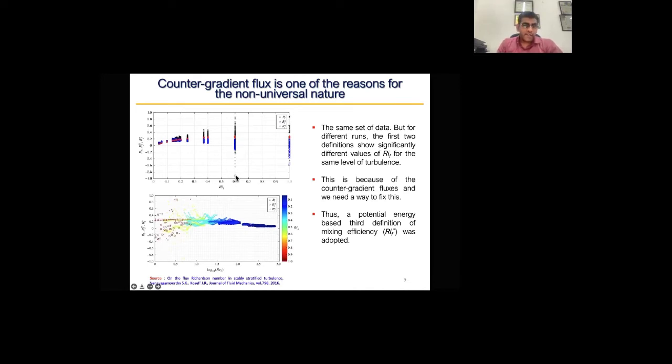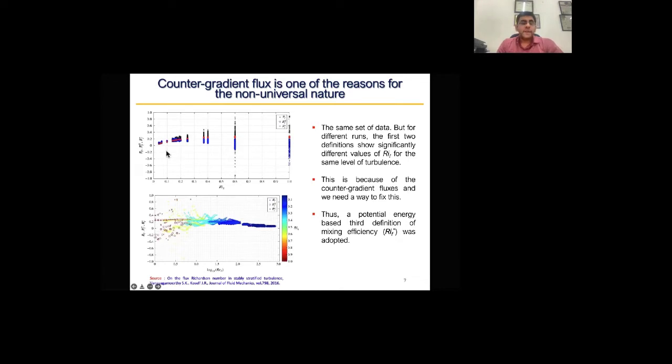If you look at 0.6, you can see that there is no convergence at all. The cross is Ri_f, the first definition. The circle, which is in blue, is the second definition. Both of these definitions have a lot of divergence, so they are not showing any universal nature of mixing efficiency. It is all over the place.